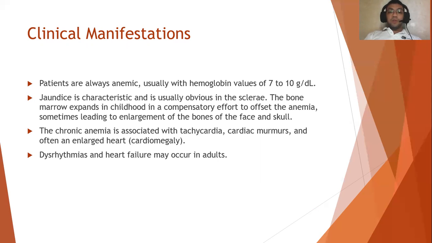And the chronic anemia is associated with tachycardia, cardiac murmurs, and often an enlarged heart or cardiomegaly. So this can happen due to chronic anemia. The body here is trying to compensate for the loss of oxygen, but the blood is the problem here, not the lungs. So what the body is trying to do is to compensate for the loss of oxygen. It will try to increase the heart rate, causing tachycardia and cardiac murmurs to happen.